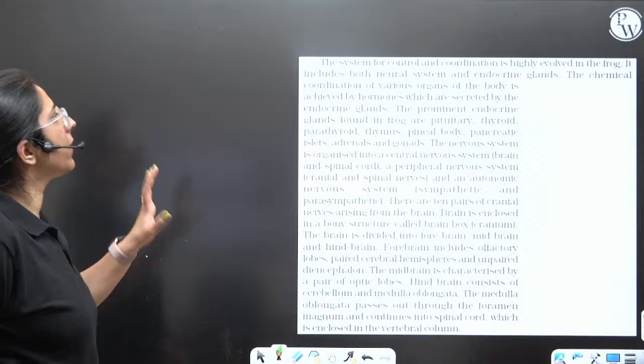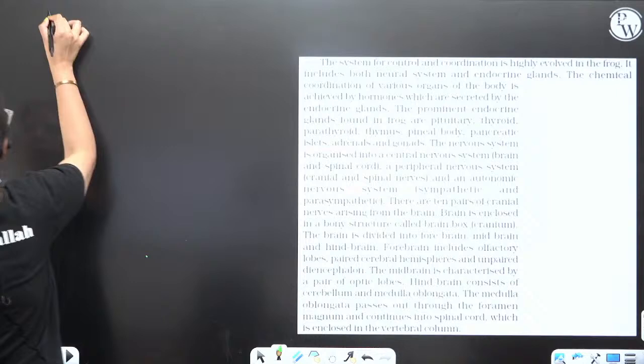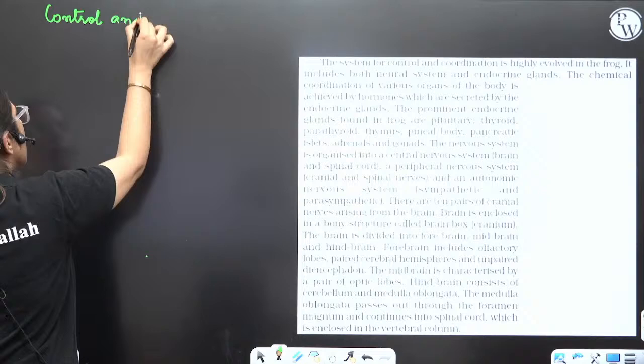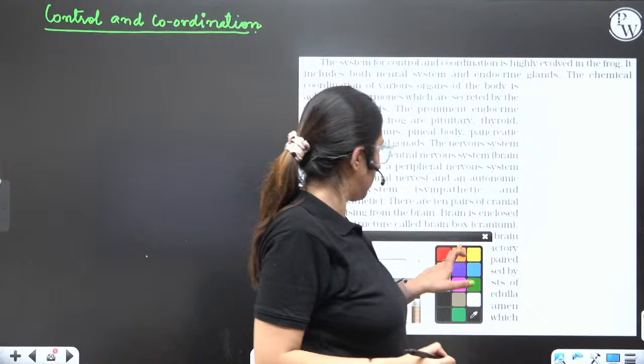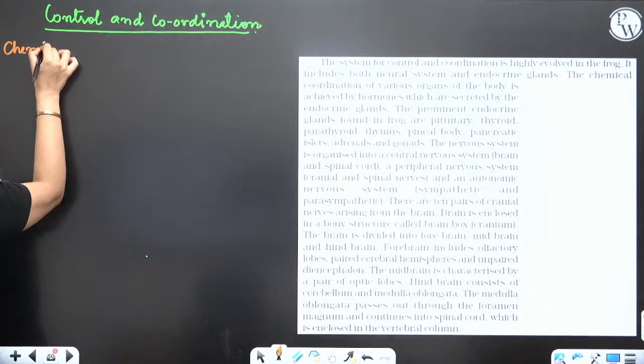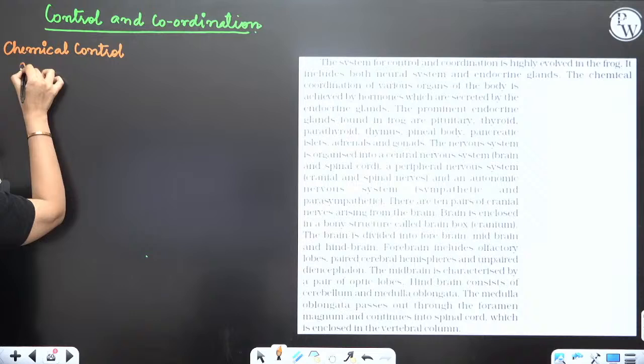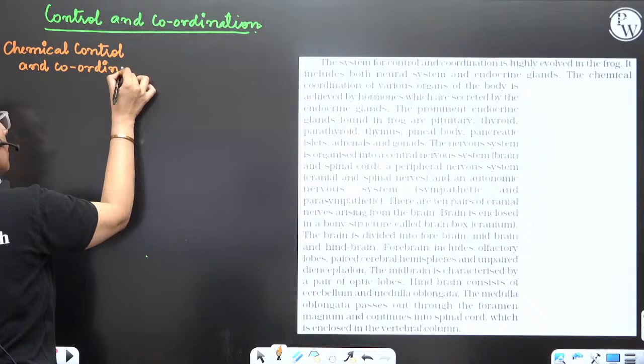Now, moving on to the next topic, control and coordination. Two topics come in control and coordination. One is chemical control and coordination, and the second one is neural control and coordination.